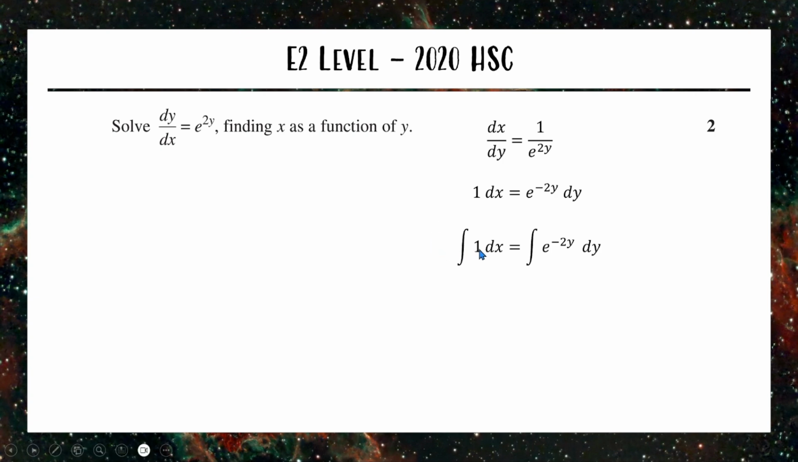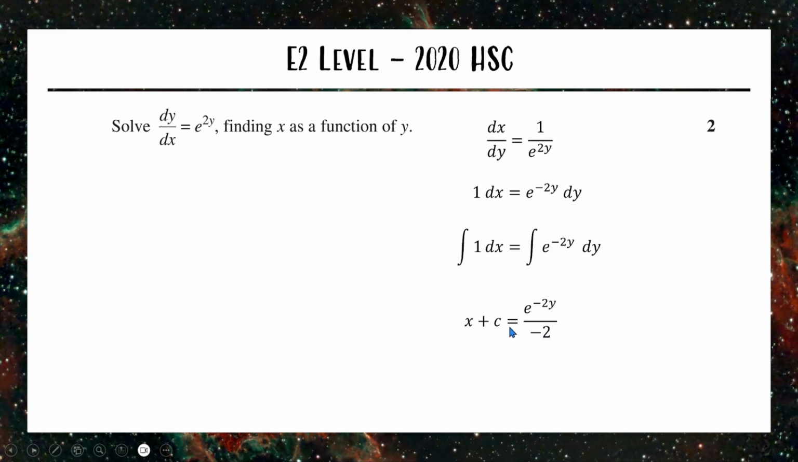Okay, left-hand side, the 1 is going to integrate to an x, and that's going to have a constant as well. I usually like to put my constants with my x's just because it feels right to me, I guess. On the right-hand side, the integral of e to the minus 2y, this is going to stay as e to the minus 2y, but we are going to divide by the derivative of the power, which is minus 2. So we have e to the minus 2y divided by minus 2.